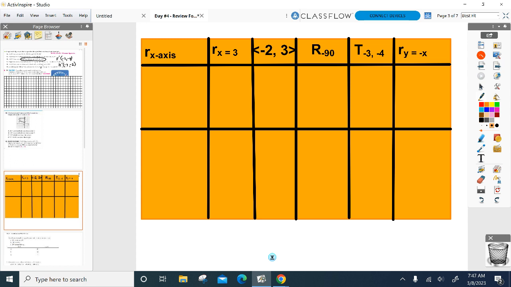What if I reflect? I just gave that away. What if we do this? What if we do this, this? What's our new point? Okay, so let's do this.